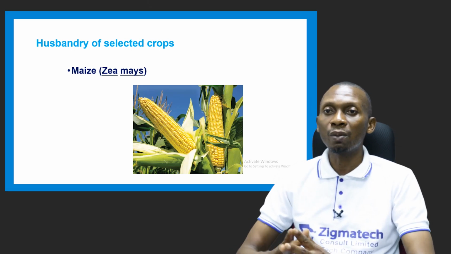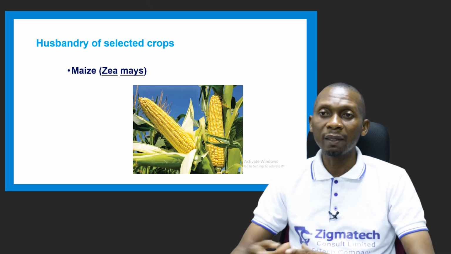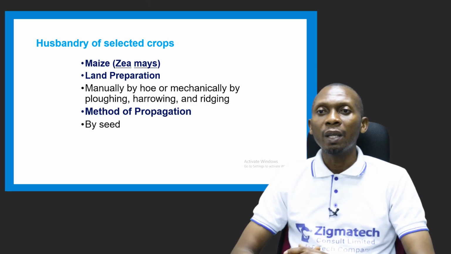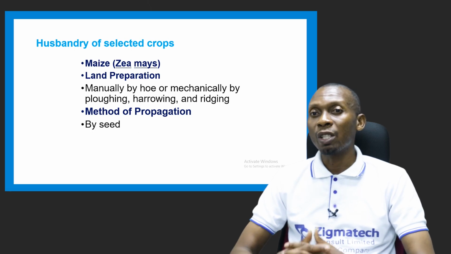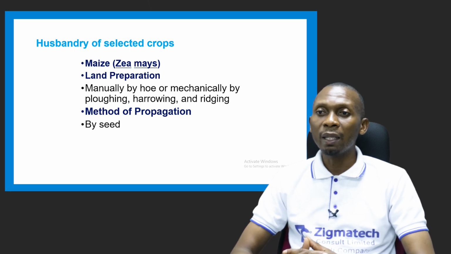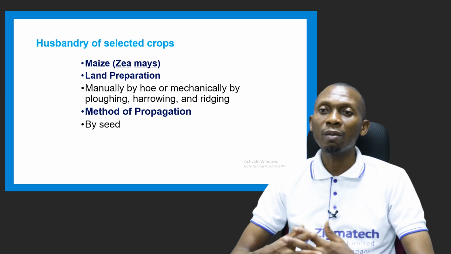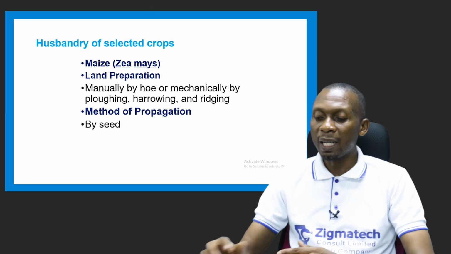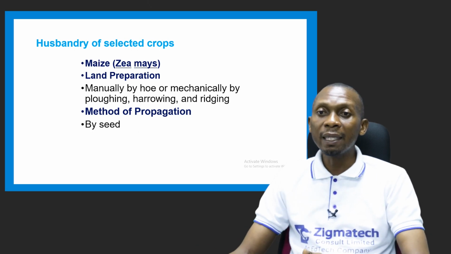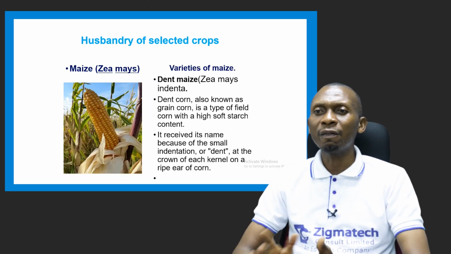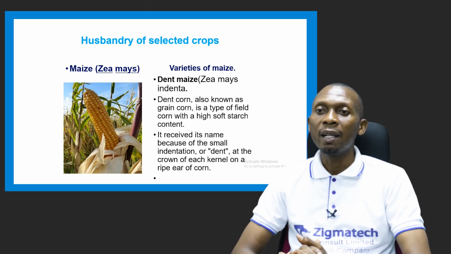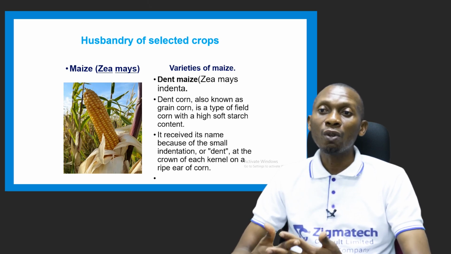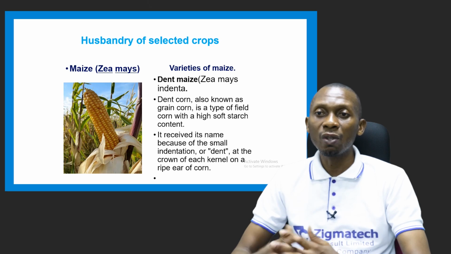So maize, the botanical name is called maize, and the land preparation when it comes to maize can be done manually using a hoe or mechanically using a plow, the harrow, or a ridger. So you can plow, you can harrow, you can ridge, and maize is usually propagated by seeds. Now we have different varieties of maize. We have the dent maize, which is called maize indenta, and it's called dent corn, also known as grain corn, and it's a type of field corn with a high soft starch content.